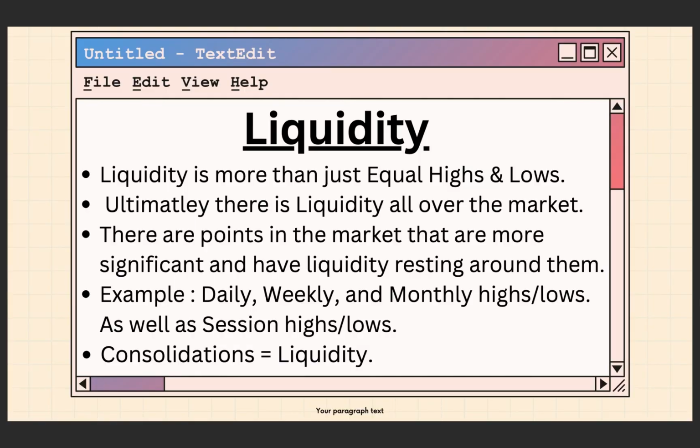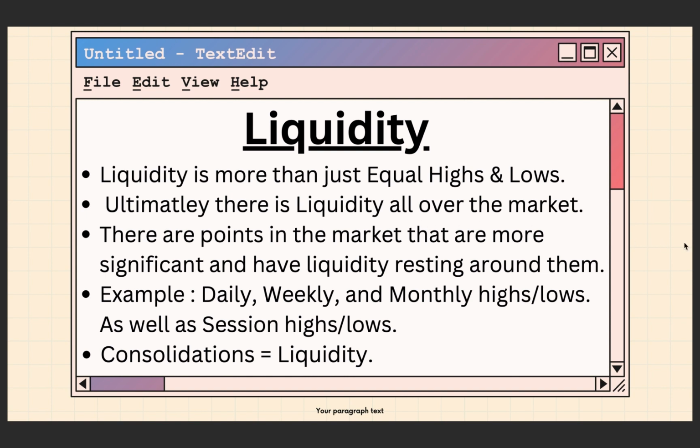Liquidity is more than just equal highs and lows. Ultimately, there's liquidity all over the market. There is literally liquidity sitting under and above every single high and low in the market. So every single fractal, there's liquidity there. Every single rally, if there's a fractal underneath that, there's liquidity there.